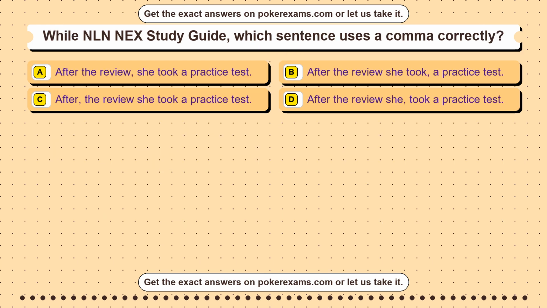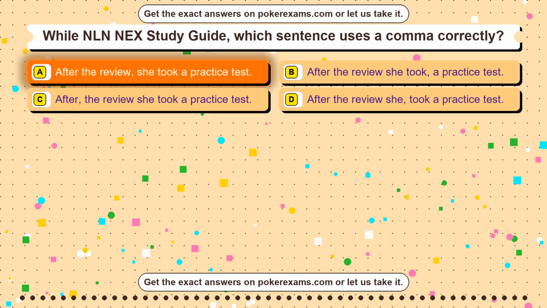Question 17. While GED scientific method practice, which source would best support a historical claim? Option A primary document. Option B random comment. Option C cartoon only. Option D advertisement slogan. The correct answer is option A.